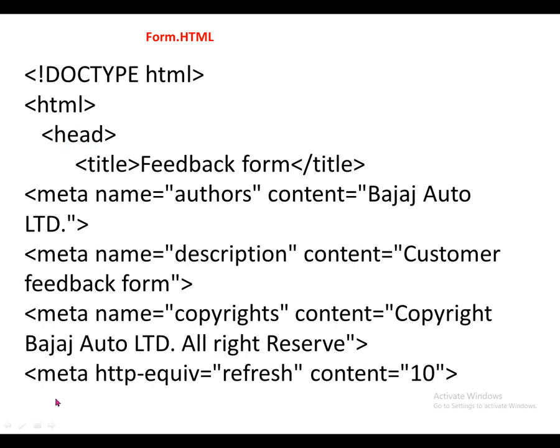After this I am closing the head tag and then starting with the body. This thing is clear. First of all, very basic tags. I put the title as feedback form. Then the meta information is somewhat the same as your index.html. So you have to remember that the same information has to be added here. Only the description you will change to customer feedback form, and the other things are the same. So for meta information you are adding author name, description, copyright information, and refresh after 10 seconds. So you have to remember these four, and then we'll move to the next, the body section.